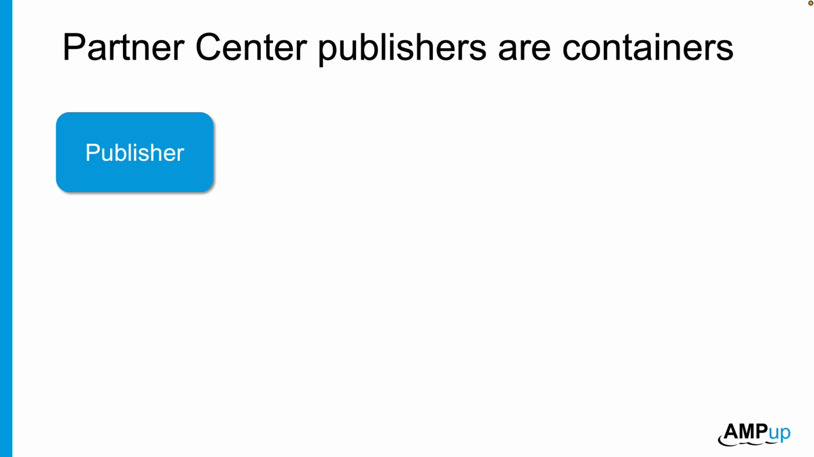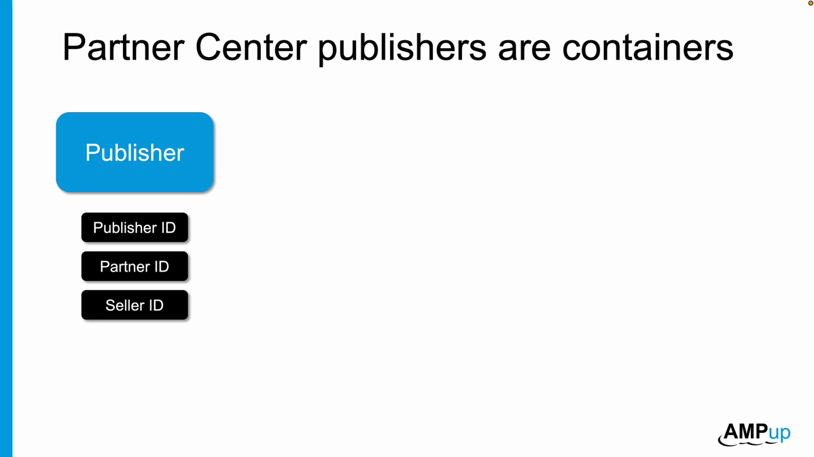Now, publishers in Partner Center are essentially containers for other things. And what I mean by that is that we create publishers and they hold certain informational attributes, some of which are these. With each publisher you create, you get a publisher ID, but also a partner ID and a seller ID. These are important when you want to do things like seek support from Microsoft. They'll often ask for these values, and we can find them in Partner Center.